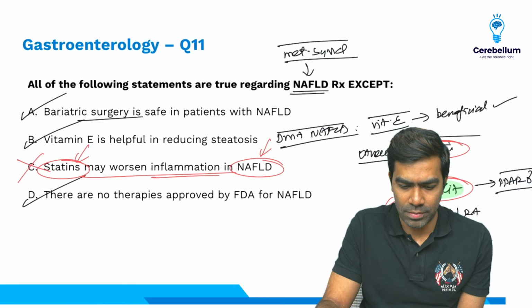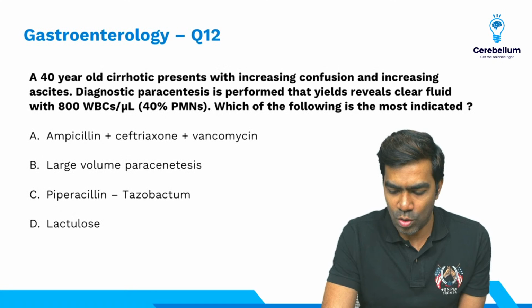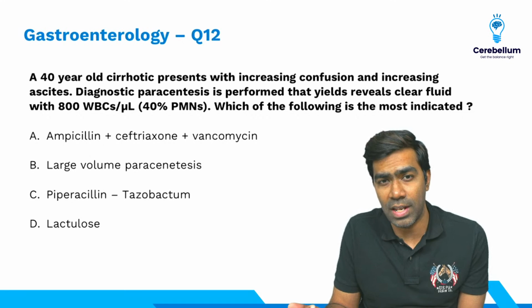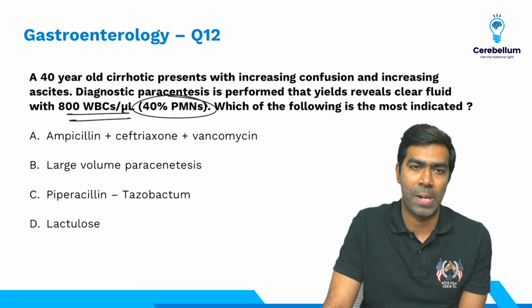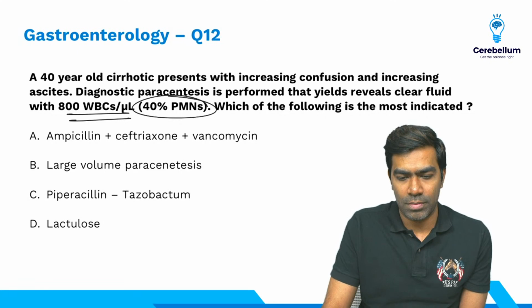Okay, coming to question number 12. A 40-year-old cirrhotic patient with increased confusion and increasing ascites. Diagnostic paracentesis is performed and reveals a clear fluid of 800 WBCs and 40% PMNs. Which of the following is most indicated?